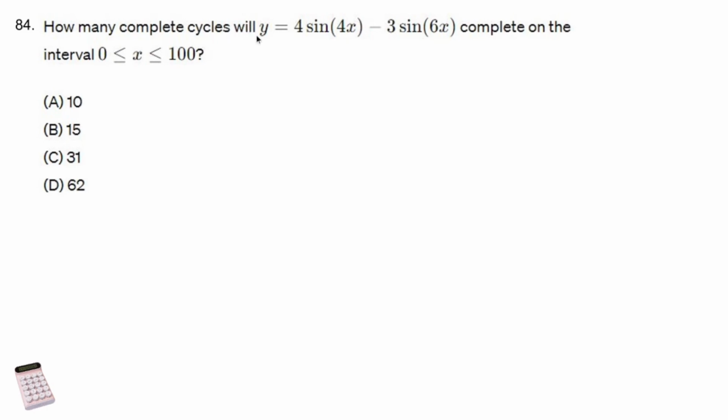How many complete cycles will y equals 4 sine 4x minus 3 sine 6x complete on the interval 0 is less than or equal to x is less than or equal to 100? So, all right, this is what I would do. The last thing I want to do is graph that.